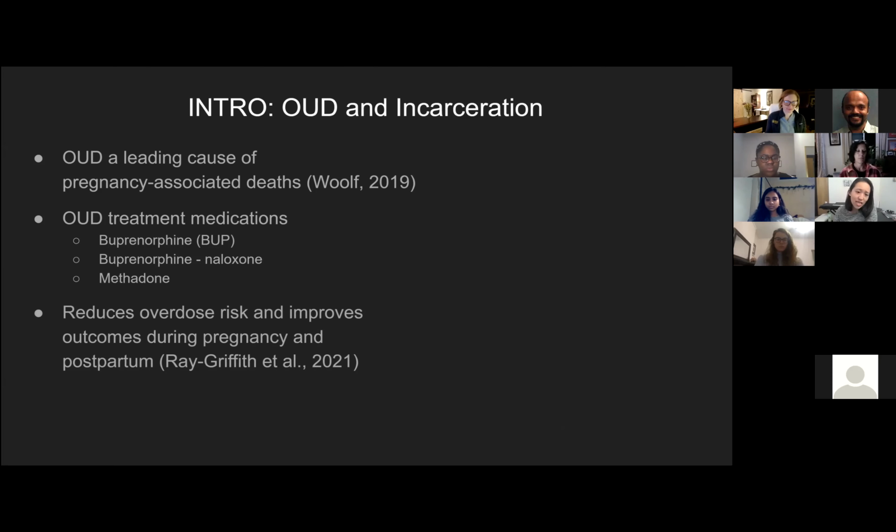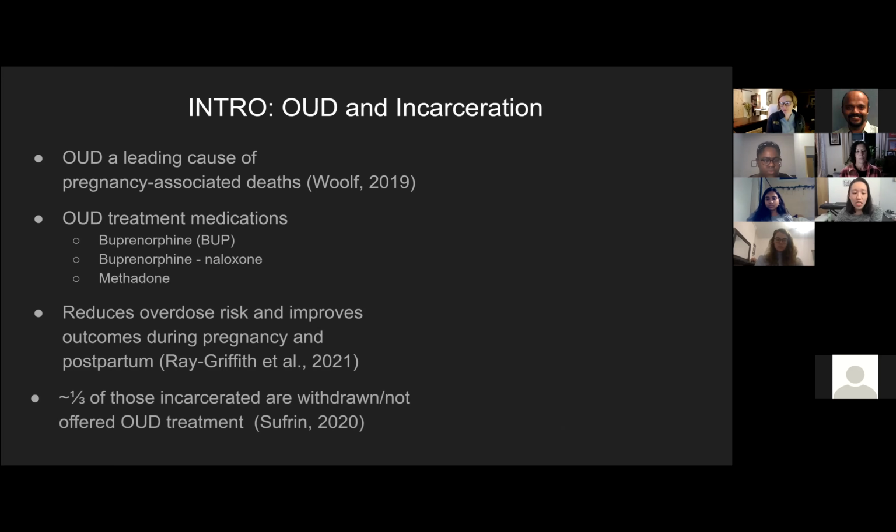Studies have found that using medications reduces the risks and also improves outcomes both during pregnancy and postpartum, being 1 year after delivery. And then a recent study by Dr. Suffren came out saying that about 1/3 of those incarcerated within their database were either withdrawn or not offered OUD treatment. So what this means is that when they came to jail, the jails either denied them treatment, denied them their buprenorphine or methadone, or didn't even offer it to them at all.